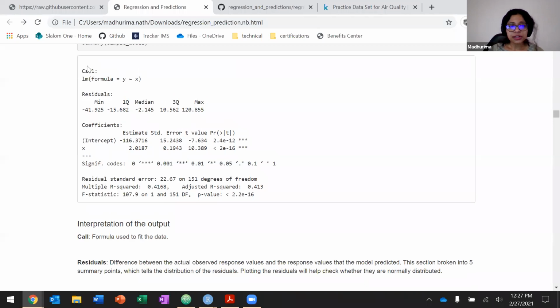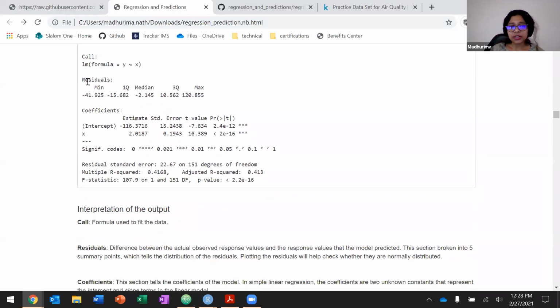The first output that comes out just says Call. It is nothing big. It just tells you what formula was used to fit the data. So it says lm, which is the linear model, and the formula that was used was just y with respect to x. Here x was just one variable, which is the temperature, and y was the ozone.